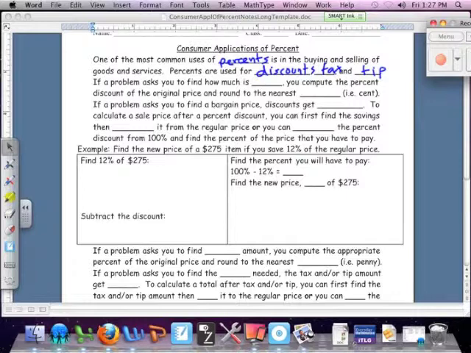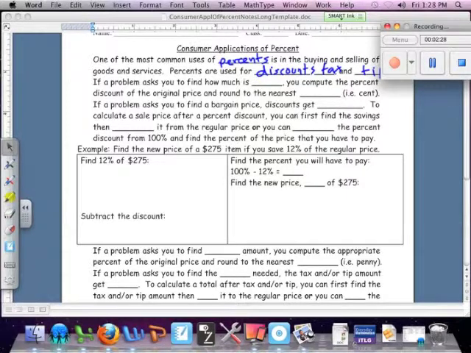Now discounts is when you're going to be saving money. So if you're trying to find your total after discount, that's subtraction. You're going to be paying less than what it originally cost. Versus tax and tip, when you have to add an amount on to the sticker price, because you have to pay more for the tax, or you have to pay more if you're going to give a tip. And so we're going to focus on those particular skills.